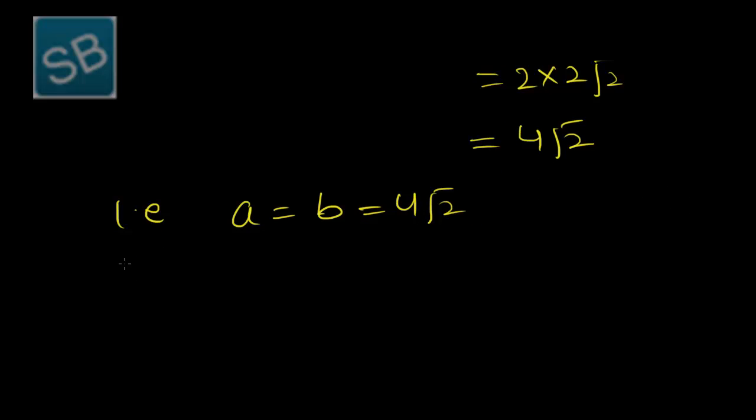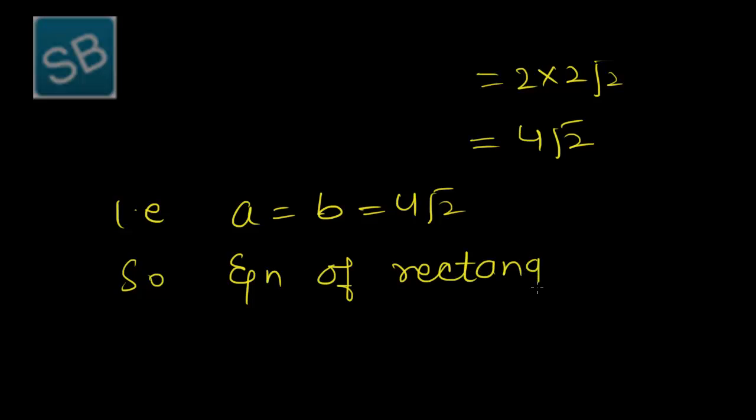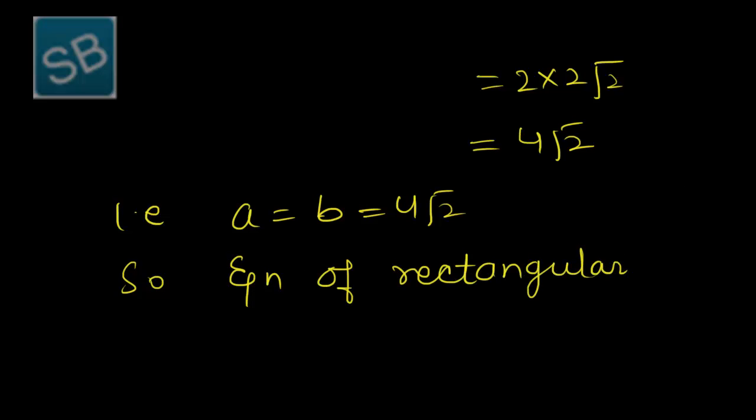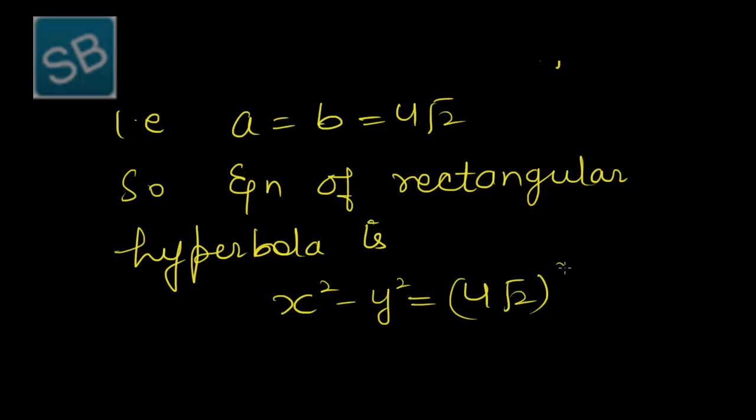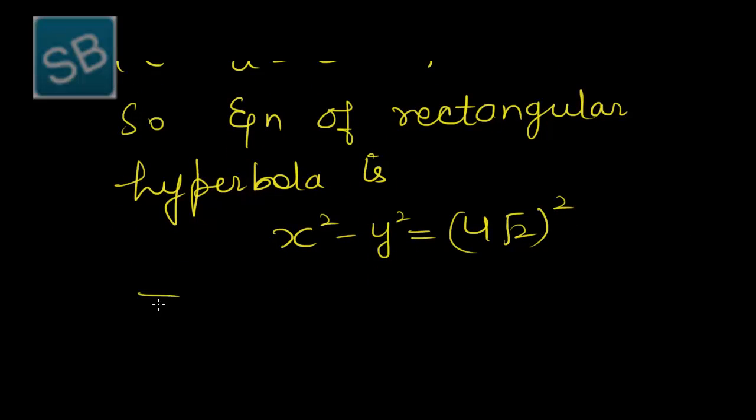That means the hyperbola is a rectangular hyperbola. So the equation of rectangular hyperbola is x square minus y square is equal to a square, that is 4 under root 2 whole square. That is, we get x square minus y square is equal to 32, which is the required equation of rectangular hyperbola.